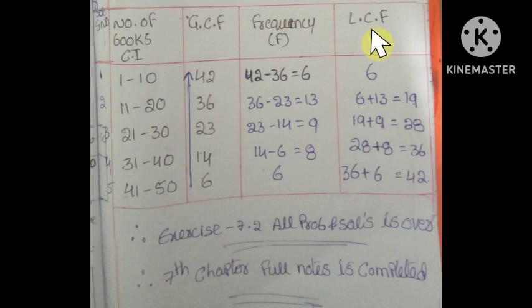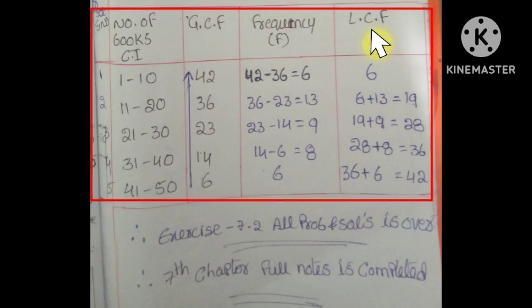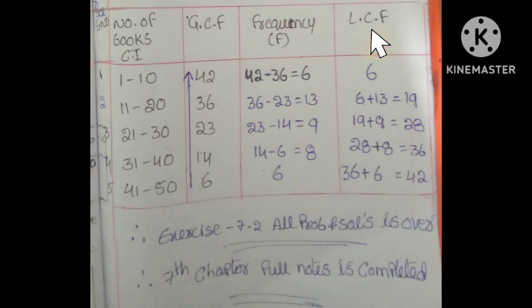First, draw the frequency distribution table. First column is the serial number. Second column is the number of books, that is the class intervals. Third column is GCF, fourth column is frequency, and fifth column is LCF. The serial numbers are 1 to 5, and the class intervals are given in the problem. Greater than cumulative frequency is given.